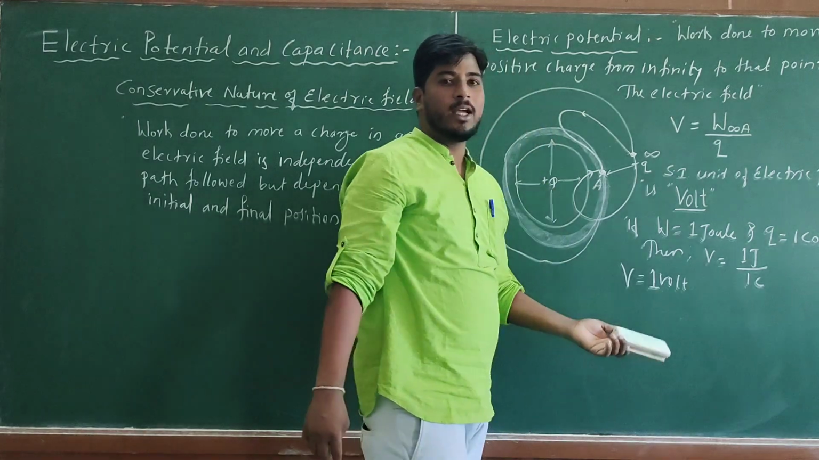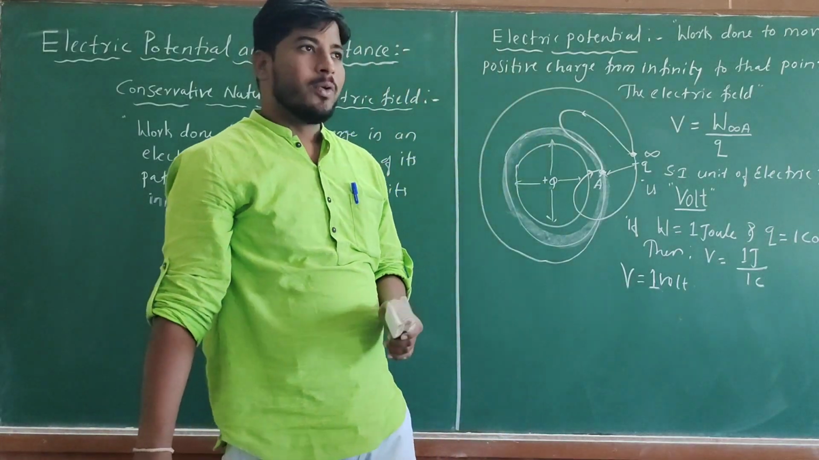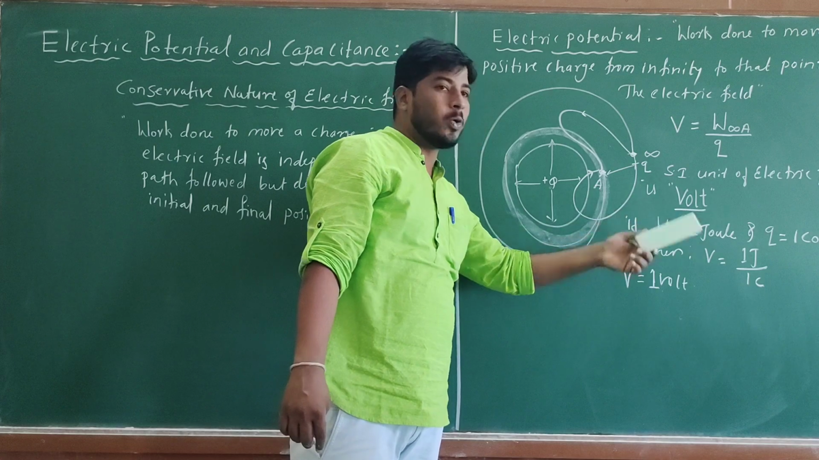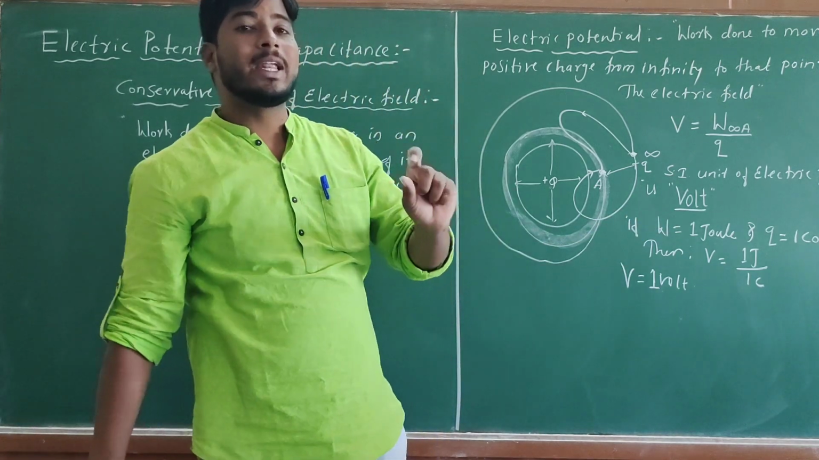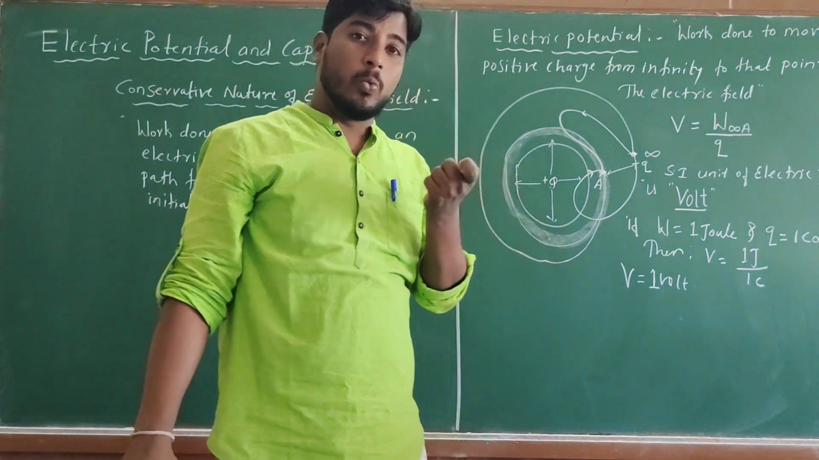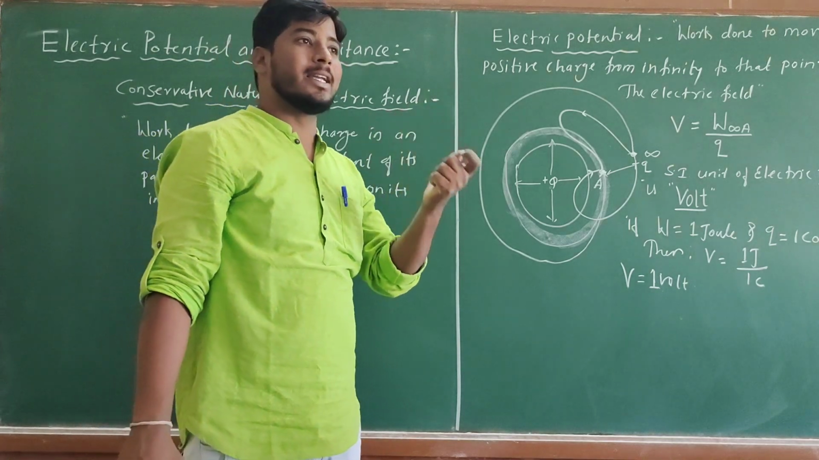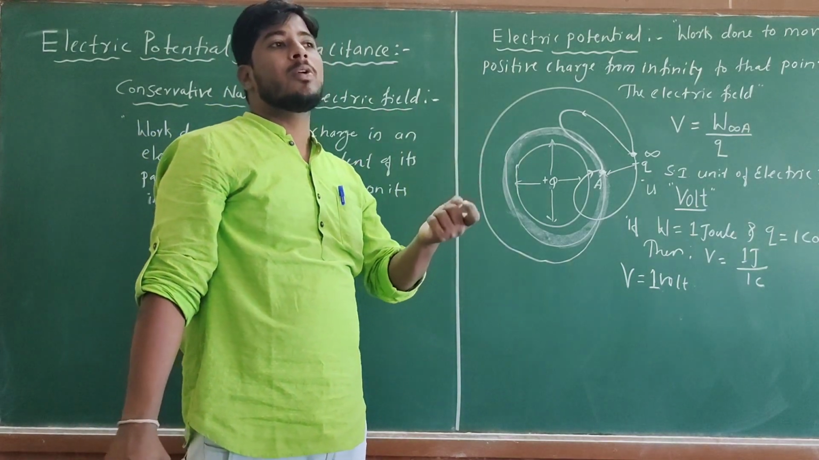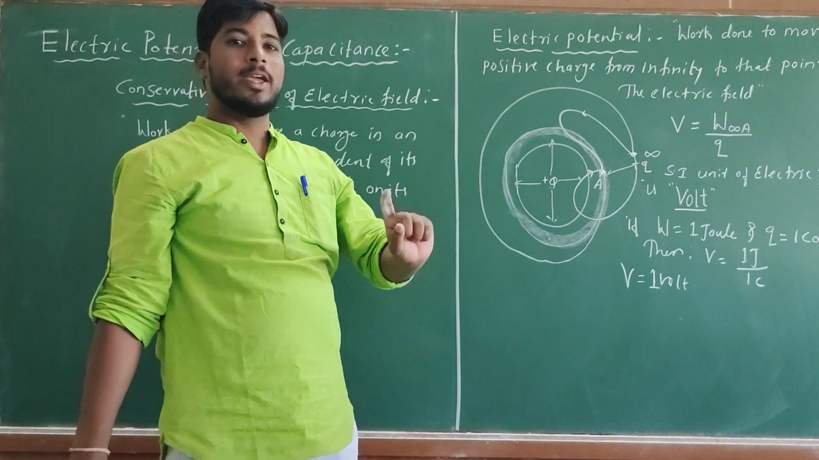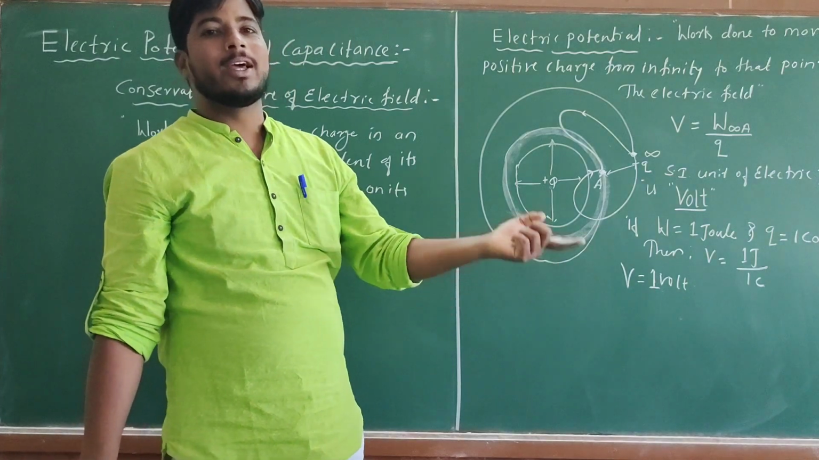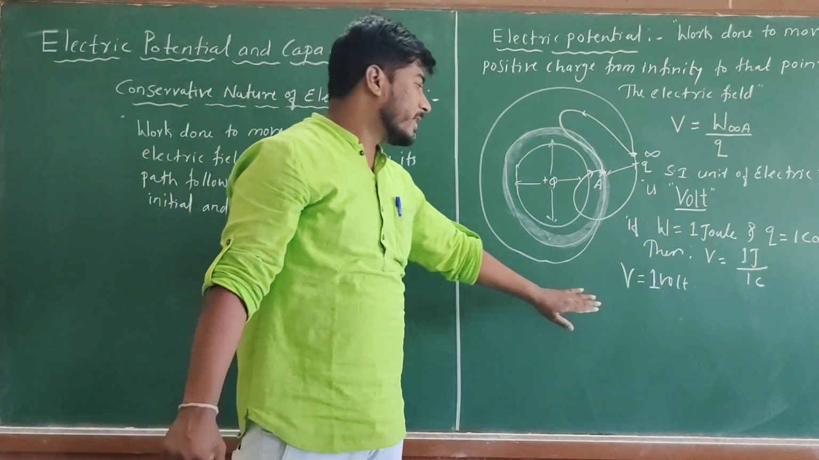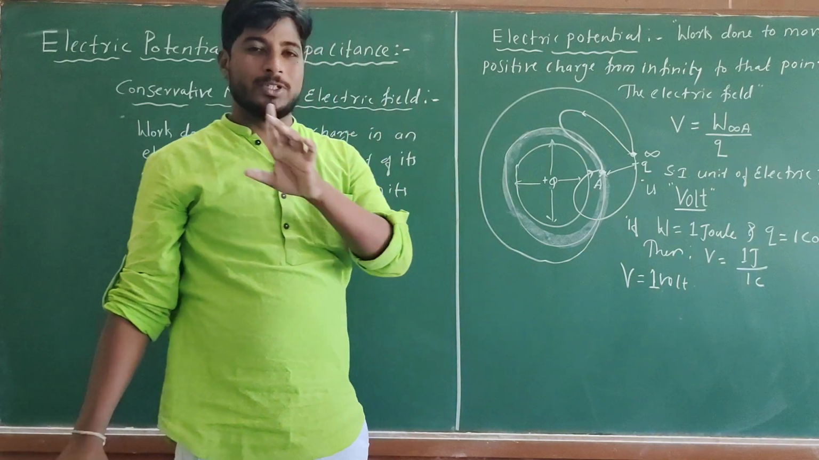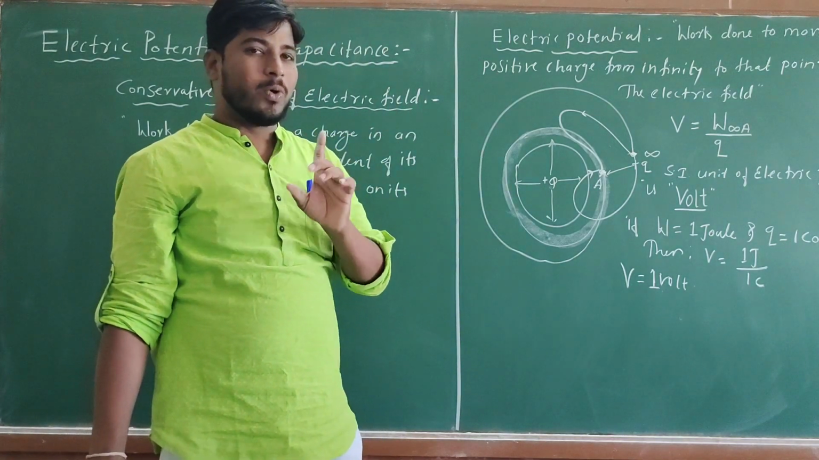This is one of the electric potential units, right? We will also define the volt. If 1 joule of work is done in moving a charge of 1 coulomb from infinity to that point against the electrostatic field, it is called 1 volt.